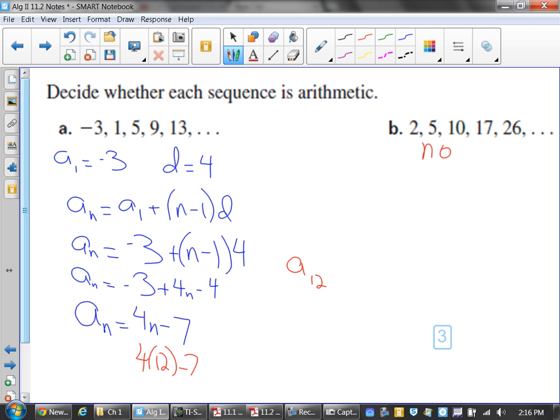Why was the second one not arithmetic? Do you see how it's not a common difference each time? It goes up by 3, 5, 7, 9. Each one of these has to have the same spacing. And like you guys figured out, you could get the next term because there is a pattern involved, but it's not an arithmetic pattern. That's the difference here.